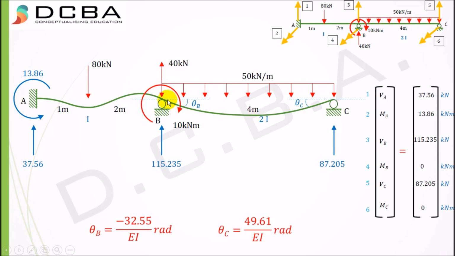As you can see, this was the original axis of the beam, and now my beam has been rotated in a clockwise manner, hence it is minus 32.55 by EI, that is theta B. And at joint C, my beam has been rotated in an anti-clockwise manner, hence theta C was positive 49.61 by EI. So the reference you take here is very important, because my whole sum and all the sign conventions are based on these positive forces that you draw in step 1. And this was the stiffness matrix sum.